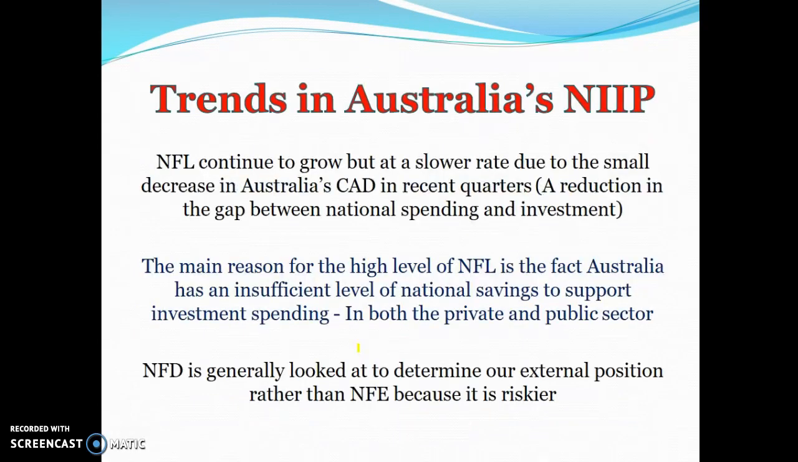So, just in terms of trends in Australia's net international investment position, net foreign liabilities continue to grow, but they've been doing so at a slower rate in recent times, and that's because the current account deficit has fallen. So we're still spending more than we're earning, but it's growing at a slower rate because there's a smaller gap between the two. The main reason for Australia's high level of net foreign liabilities is because we don't have enough national savings, both in the private and the public sector, and therefore we are forced to borrow from overseas.